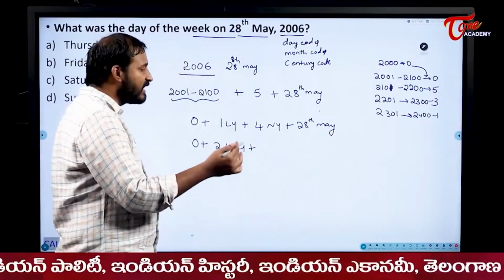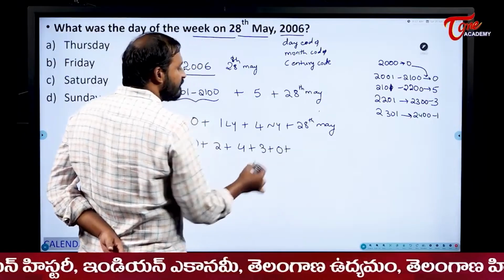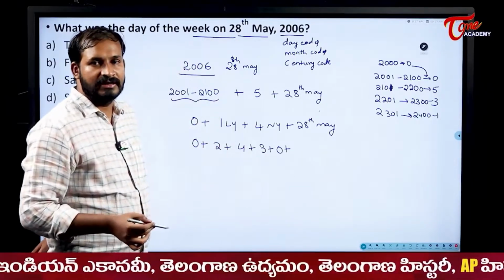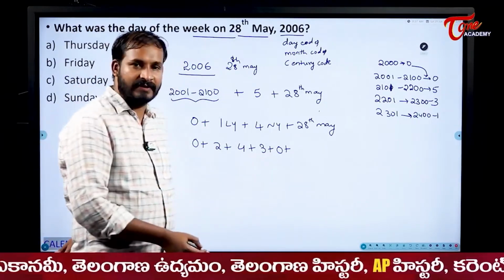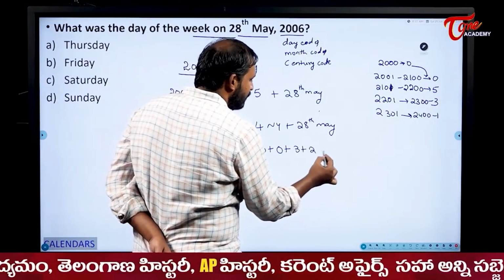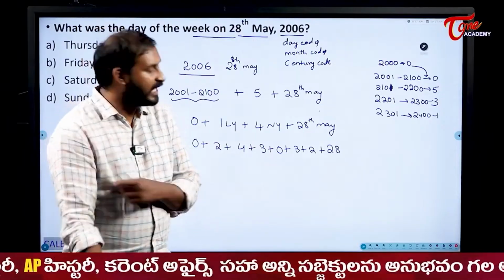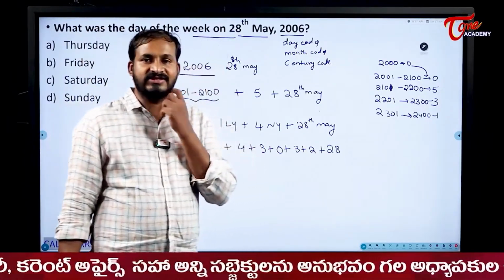So I should travel from January to May. January, February. Why is it 0 for February? This is a normal year. If it is a leap year, for February it will become 1. January, February, March, April and May 28th. So don't write the code for the month of May. Directly write down the number of days here as 28.